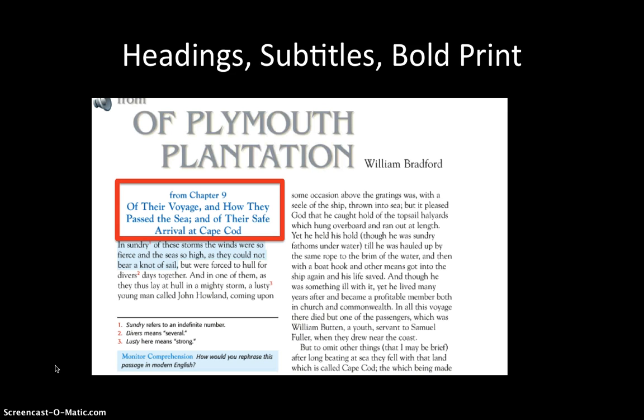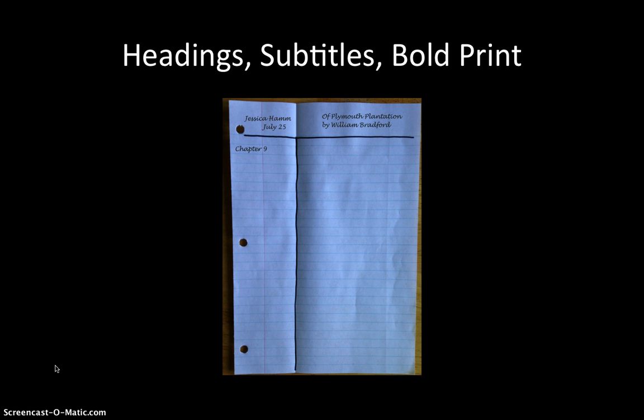Later on, I believe on the next page, we start chapter 11. So this will help if we put chapter 9 in our Cornell Notes, and there is the sample. If we put chapter 9, we can put all of our notes for chapter 9 underneath that, and then we can begin chapter 11 at that point. So anytime you see headings, subtitles, bold print, it is good to go ahead and mark that down.